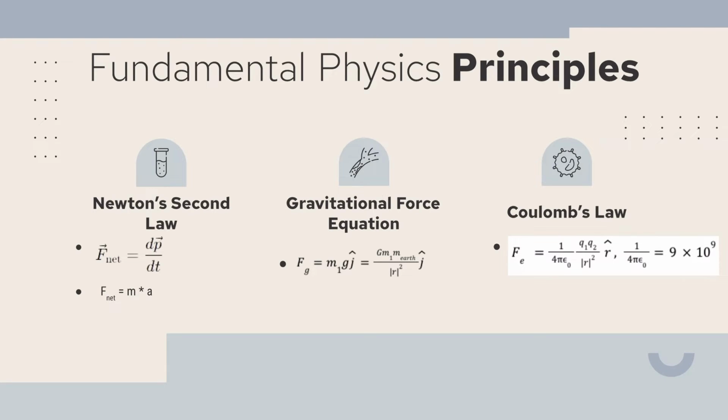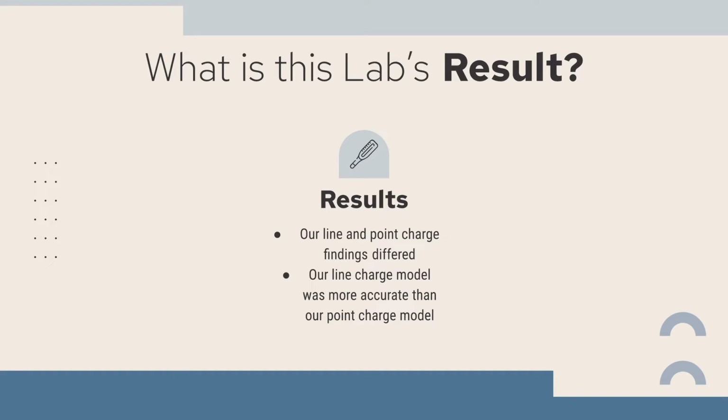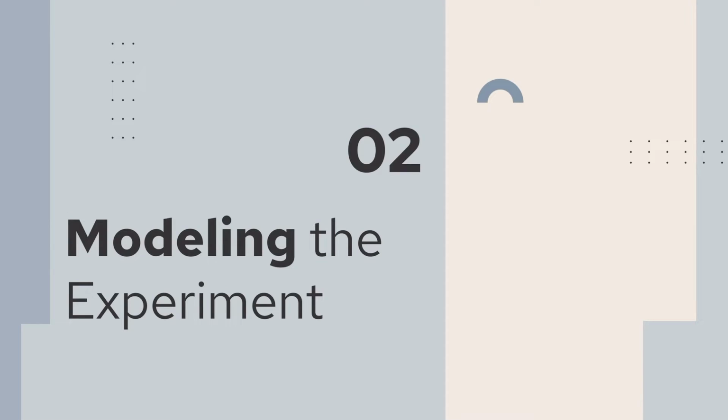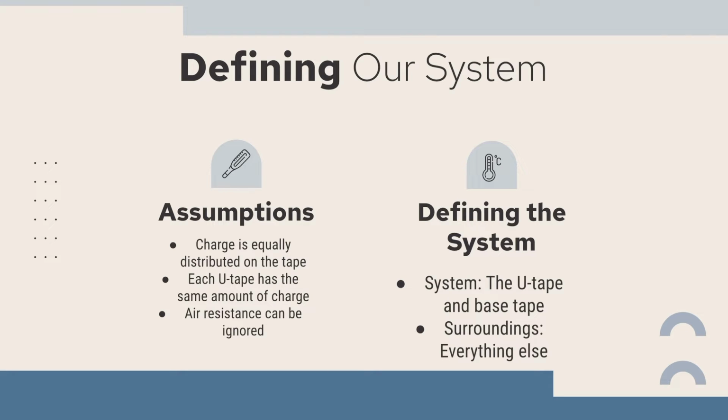The physics principles we used were Newton's second law to calculate the charge and the forces acting on the tape, the gravitational force equation to calculate the force of gravity on the tape, and Coulomb's law equation to calculate the electric force on the tape. The results were we found our line and point charge findings differed, and that our line charge is more accurate than our point charge as it factors in superposition and the change in electric field along the tape.